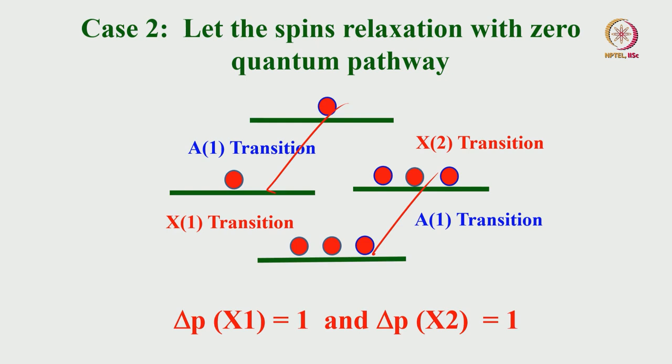Instead of allowing the spins to relax through double quantum pathway, why can't I allow it to relax through zero quantum pathway like this? If the spins are allowed to relax through zero quantum pathway, there is a different phenomenon now. Let us now calculate the intensity. Intensity of A spin and X spin. X spin intensity is 2 minus 1 and 3 minus 2. Both are intensity 1, 1.